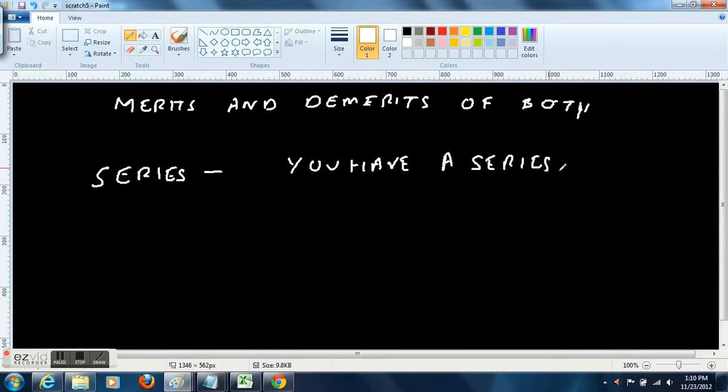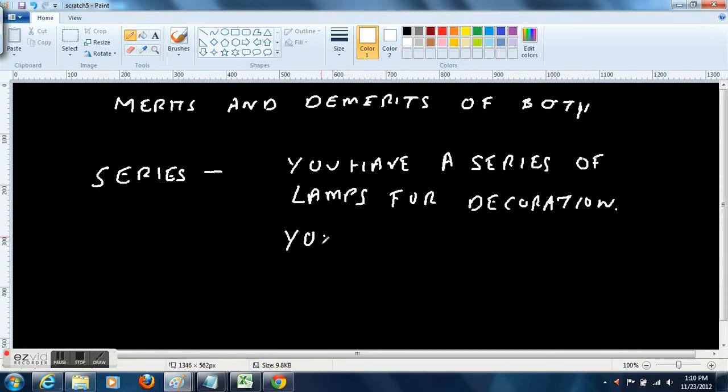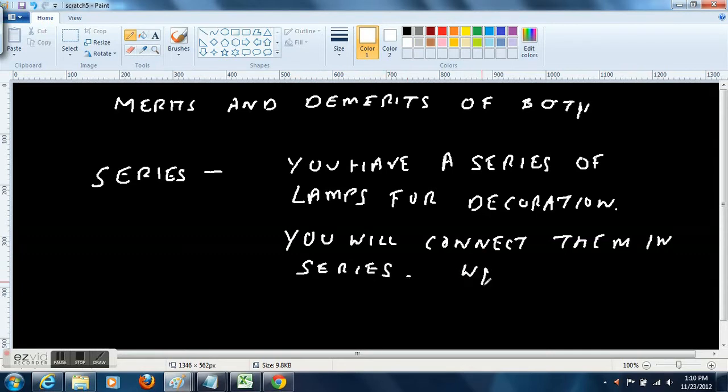The advantage is that in a series connection you have a series of lamps. For decoration purposes, a good example is a Chinese decoration lamp for a Christmas tree, for Diwali, and for other decoration purposes like outside of a building. If you connect them in series, you can control them with only one switch. That is a great advantage, because with one single switch you can control all the lamps.